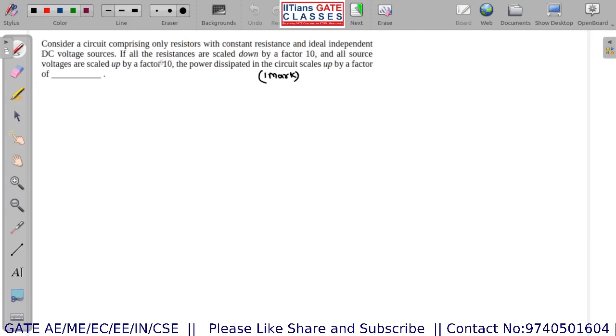So the next question is what? This is also a 1 mark question. Consider a circuit comprising only resistors with constant resistance and an ideal independent DC voltage source. If all the resistances are scaled down by a factor of 10 and all source voltages are scaled up by a factor of 10, the power dissipated in the circuit scales up by a factor of what? So you need to calculate by how much factor the power dissipated in the circuit increases or decreases. Scales up, so increases obviously.